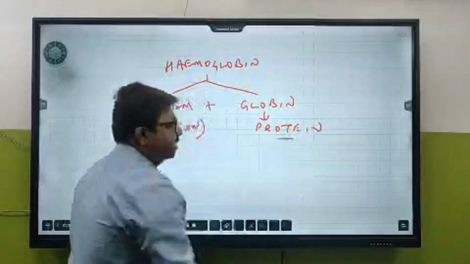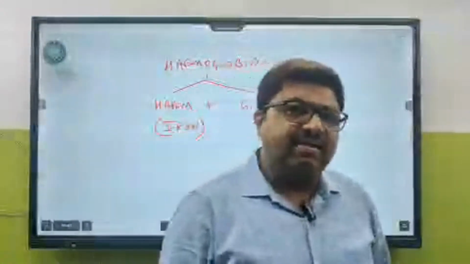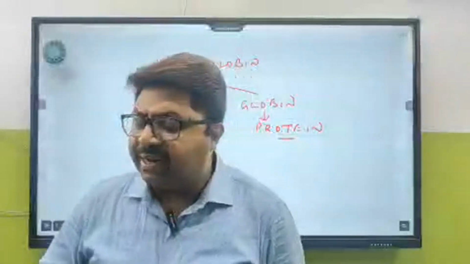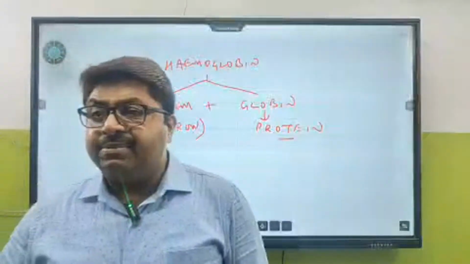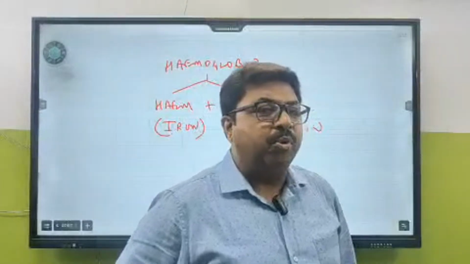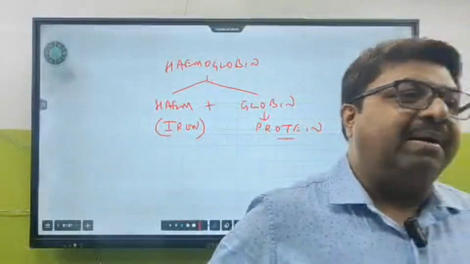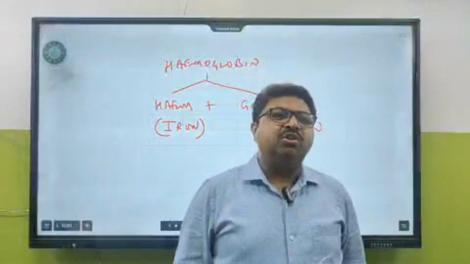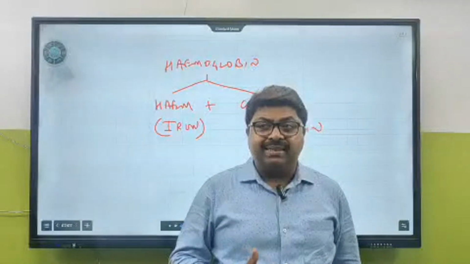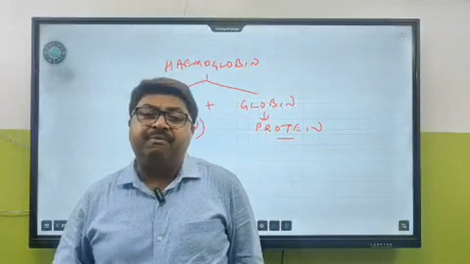Varun, tell me, what kind of protein is this? In the chapter biomolecules, we have classified protein into different types. One is simple protein, conjugate protein, and derived protein. It comes under conjugate protein. What is conjugate protein? When a protein is not only made up of amino acids, but along with that, it is also made up of some prosthetic groups.